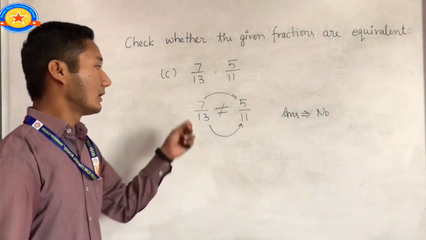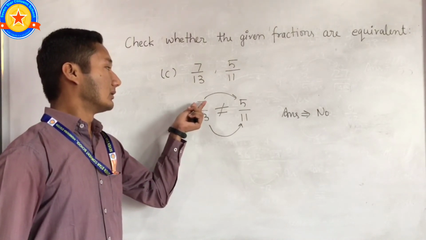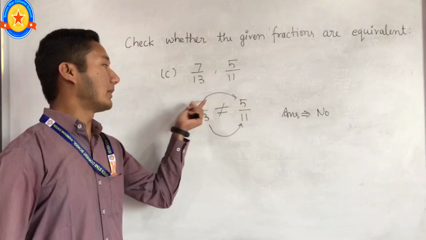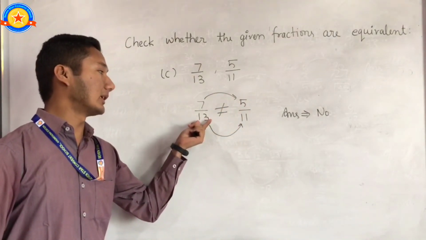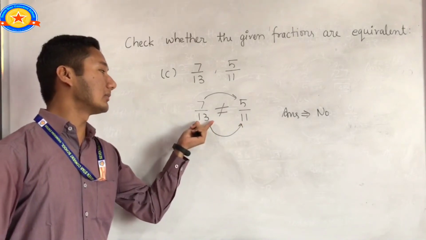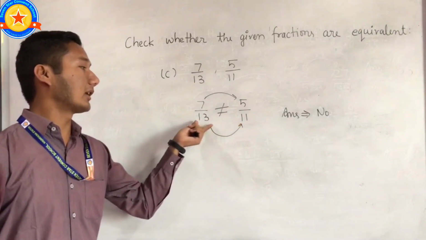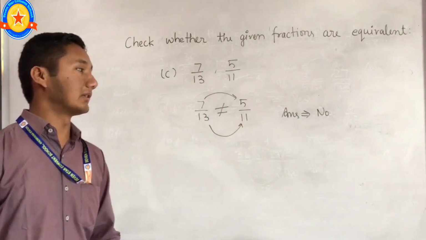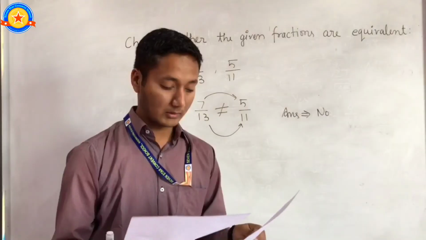Students, in this case we simply say here we cannot make 7 to 5 with multiply or divide, and here also we cannot make 13 to 11 by any number, either multiply or divide. We cannot make 13 to 11. That's why our answer is no. These fractions are not equivalent.